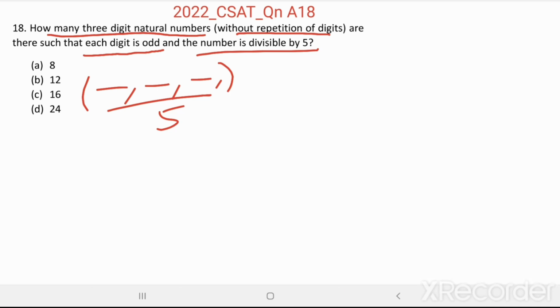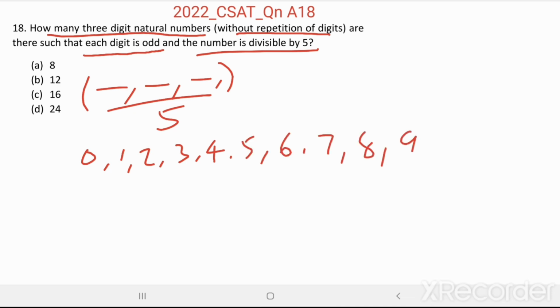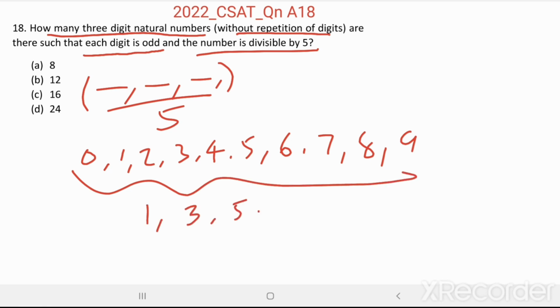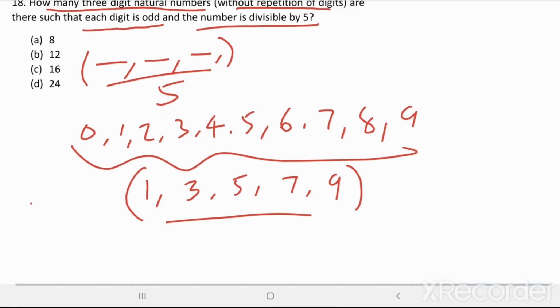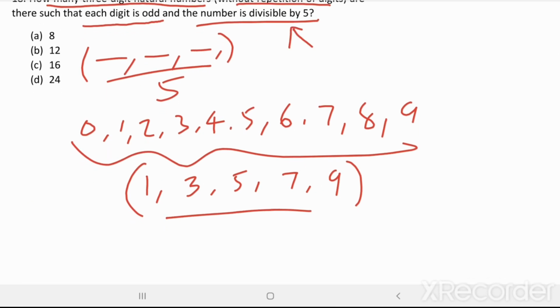We know there are 10 digits: 0, 1, 2, 3, 4, 5, 6, 7, 8, 9. In this, 1, 3, 5, 7 and 9 are odd digits. So we have to make 3-digit numbers using these 5 digits. And it should be divisible by 5 also. What is the divisibility test for 5? If a number is divisible by 5, then its last digit should be either 0 or 5.